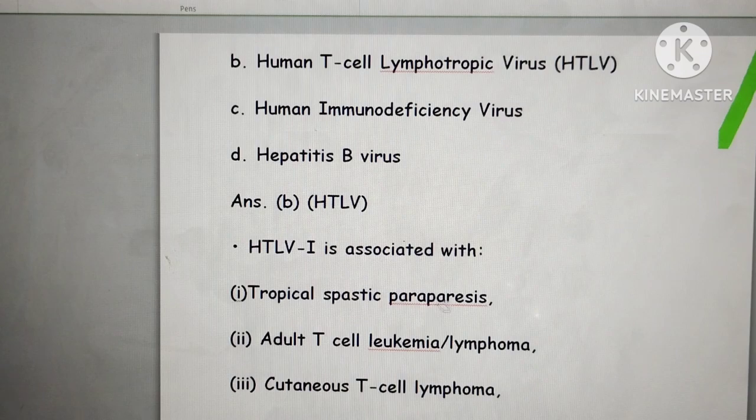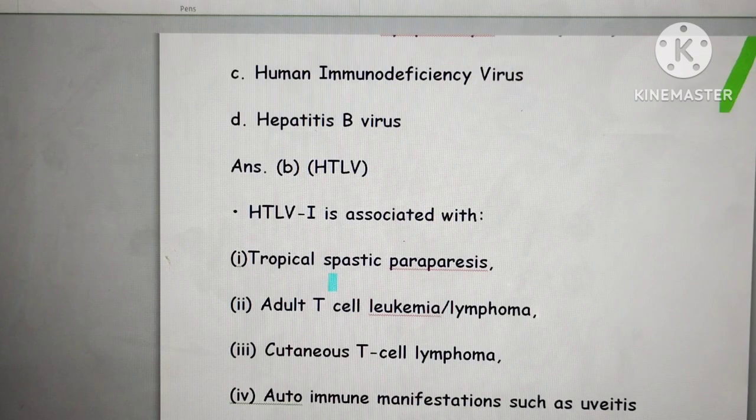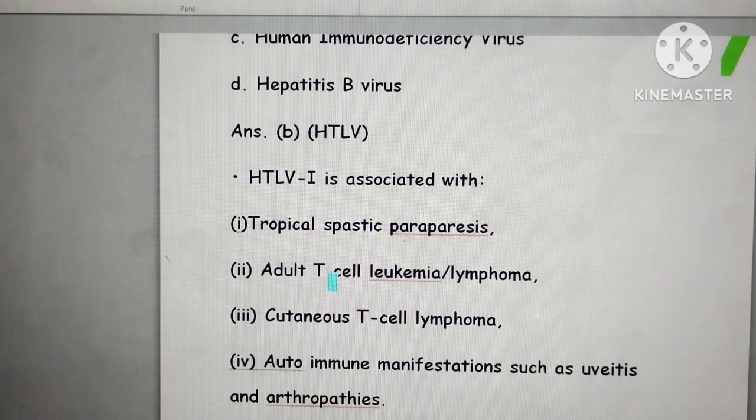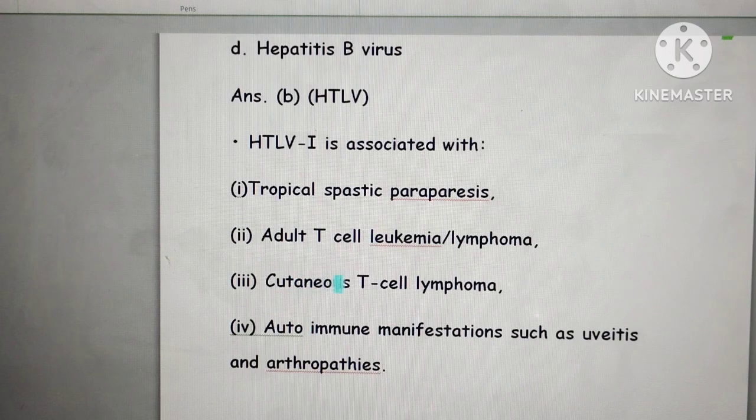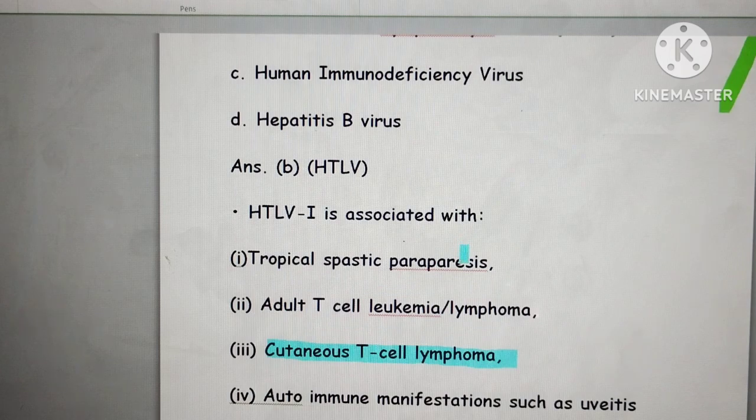You want to know some points about that. First, it causes tropical spastic paralysis, adult T cell leukemia or lymphoma, cutaneous T cell lymphoma, and autoimmune manifestations such as uveitis and arthropathies. Again, this has been asked in previous years. They have asked some of the clinical history and what the organism is. That is the human T cell lymphotropic virus.